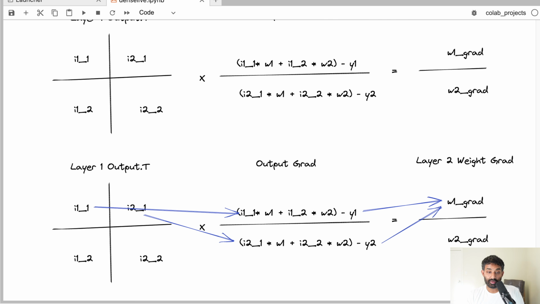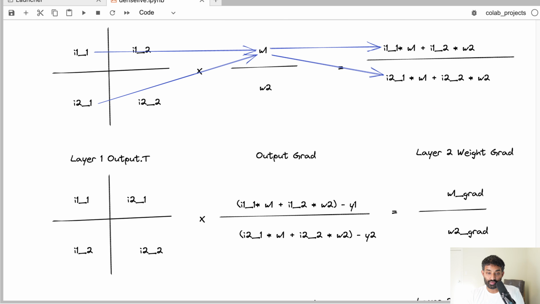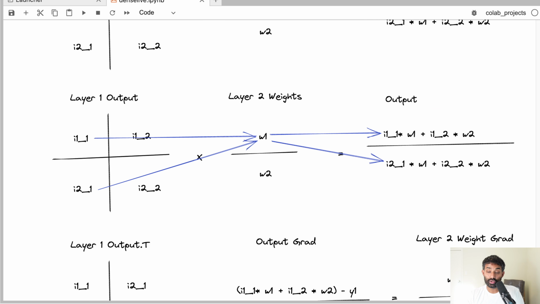I would also recommend playing around with this matrix multiplication here and actually look at the values and see how the values change. So you can look at the L1 activated and output gradient and just see how the values change as you multiply them. Because really, these connection diagrams show you what's happening.